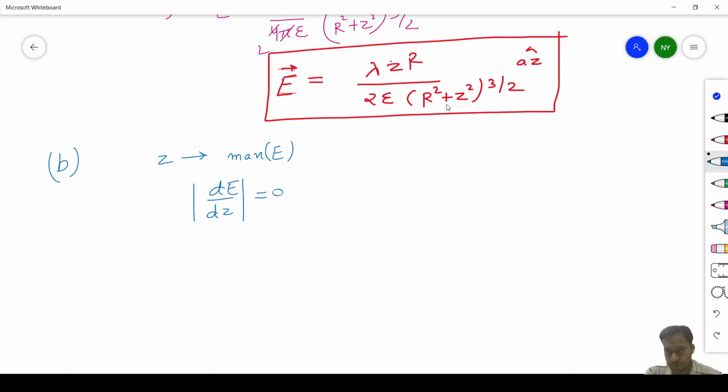Equal to 0. So taking these terms common, we have (r square plus z square) power 1 by 2 minus, the 2 cancels out, 3 z square. Okay, we have only this term, 3 z square, and this is 3 by 2 minus 1.